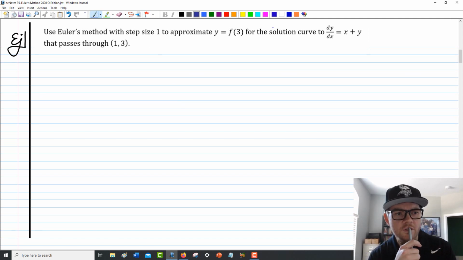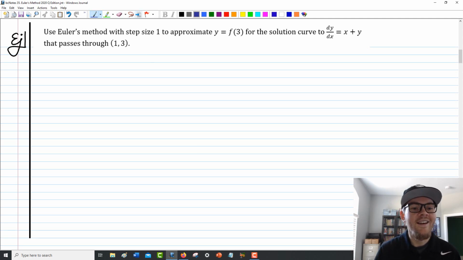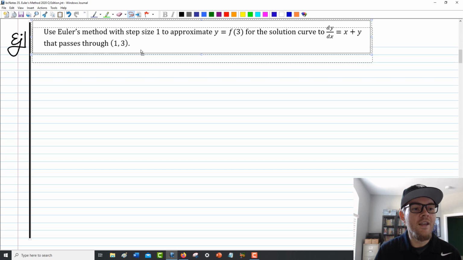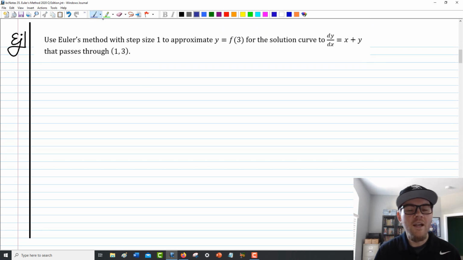In our first example, it says, use Euler's method with step size 1 to approximate y equals f of 3 for the solution curve to dy/dx equals x plus y that passes through (1, 3). Having said that, I want to demonstrate an example before I give you the process, simply because I think sometimes having that context really helps. I want you to see what it looks like and hear these words and see what they mean before I give you the step-by-step approach. So let's kick things off.